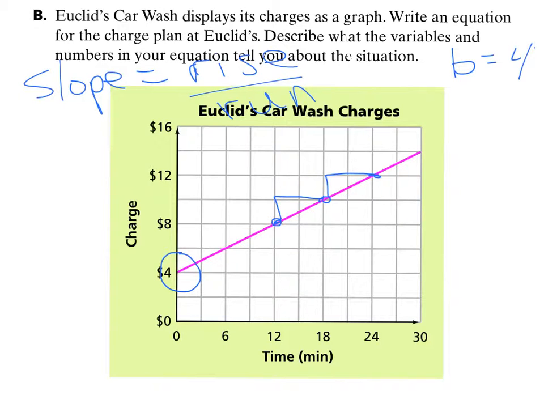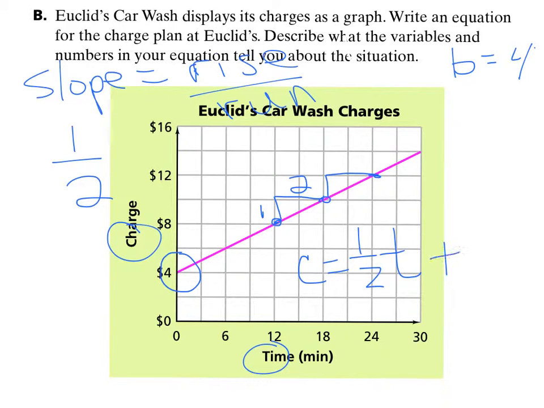So then what I do is I find my rise. This staircase happens to rise 1 for every run of 2. It does that for every step. So I put a 1 over a 2 as my slope. My slope is a fraction or a ratio of 1 to 2, rise to run. And putting those two things together, I can write an equation in y equals mx plus b form. But again, I'm going to use c for charge and t for time. So the charge here is 1/2 times t plus $4. In other words, 50 cents a minute plus a $4 starting cost to use their car wash.